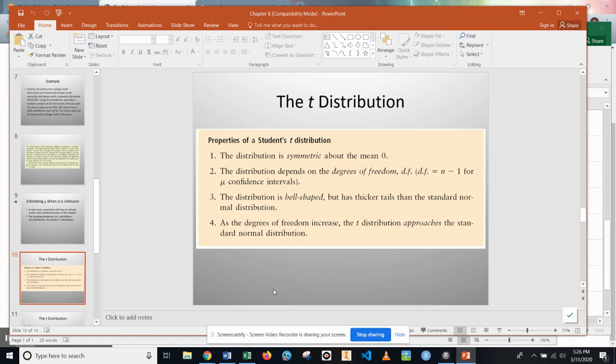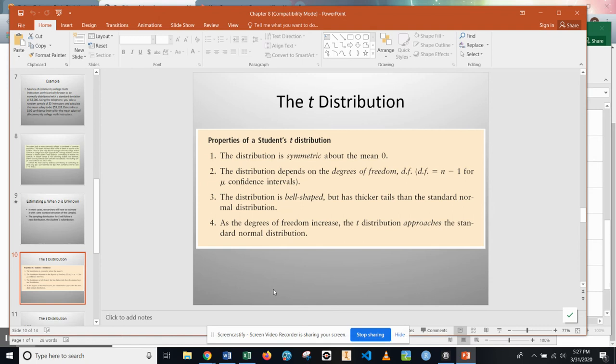Now the sample size gives you different distributions. The larger that sample size, the bigger the degrees of freedom, because the degrees of freedom is literally just taking your sample size and subtracting 1 from it. But that's a number you need to have. And the bigger that number gets, the closer the distribution gets to the normal distribution. It's bell-shaped, it just has tails that are a little bit thicker.